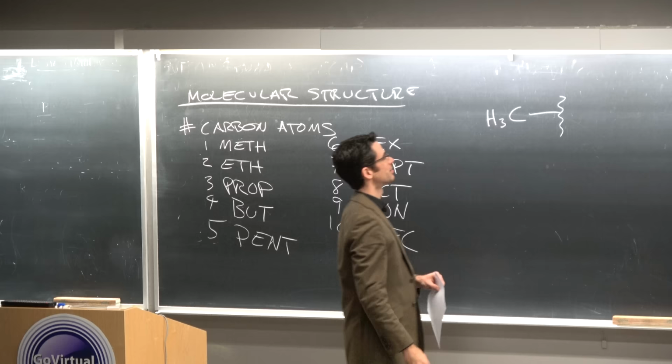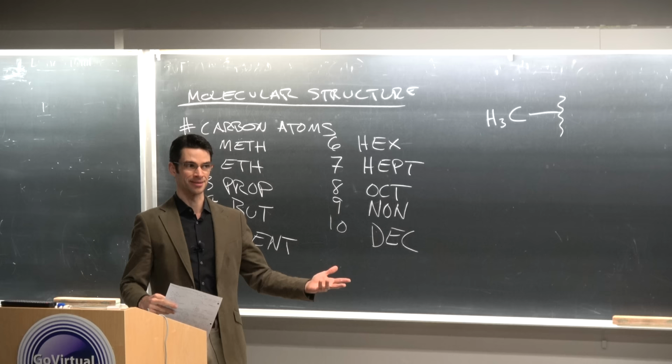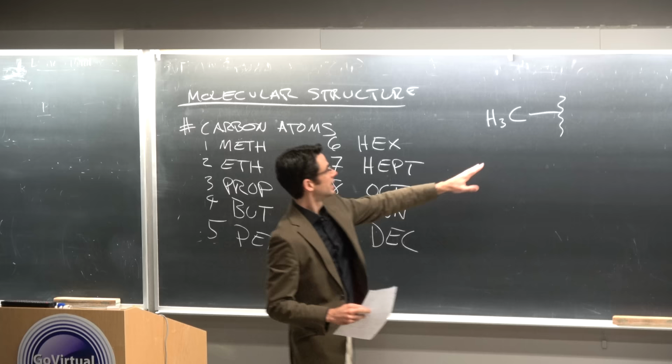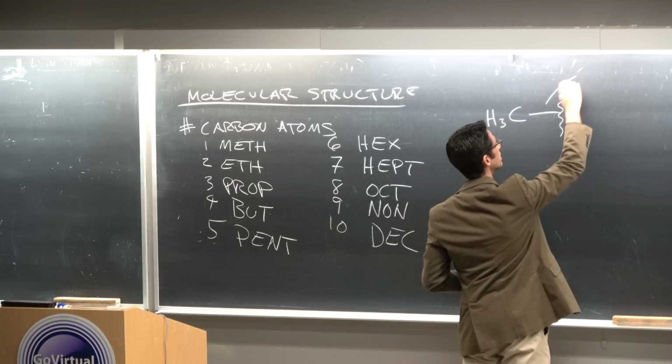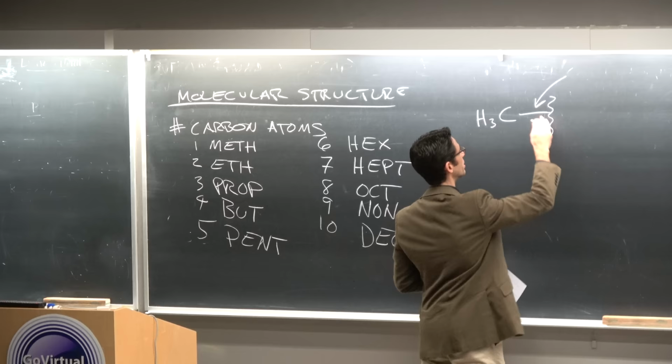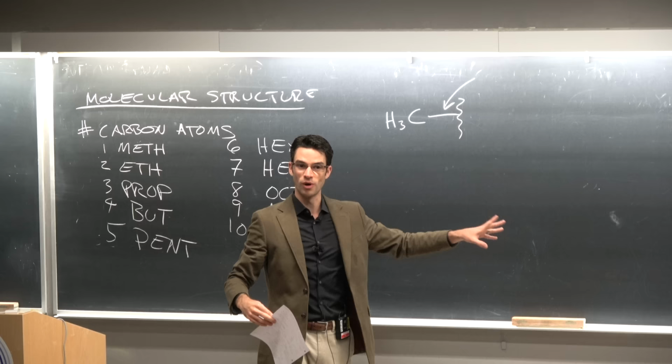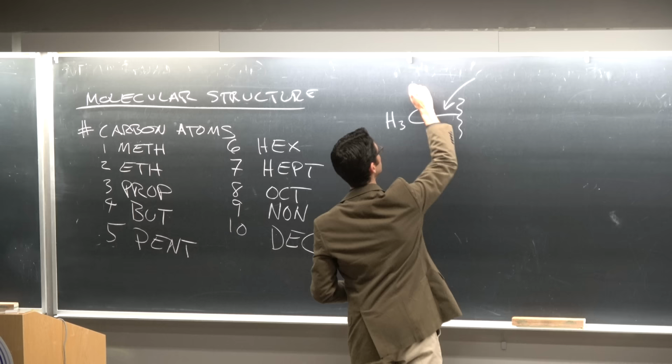And how do we use these organic words? I said before that a carbon atom had to be bonded to four things. At the end of this bond, it doesn't matter what this is over here, we call this group a methyl group. And the YL part means that it's bonded to something that we don't care what it is. So this is methyl.